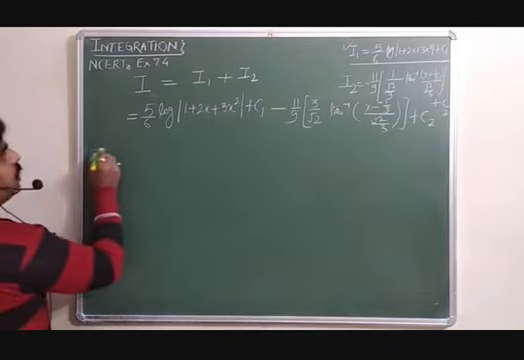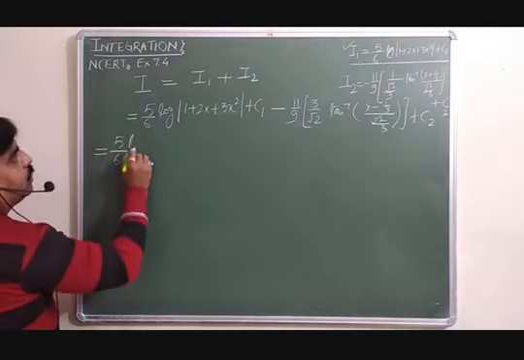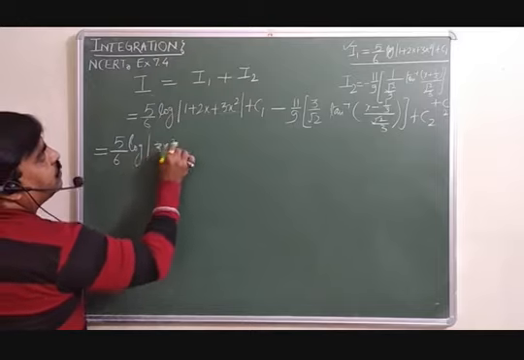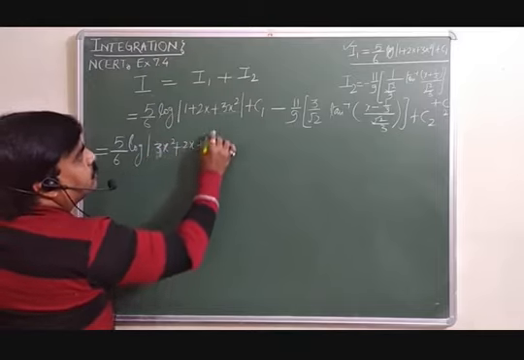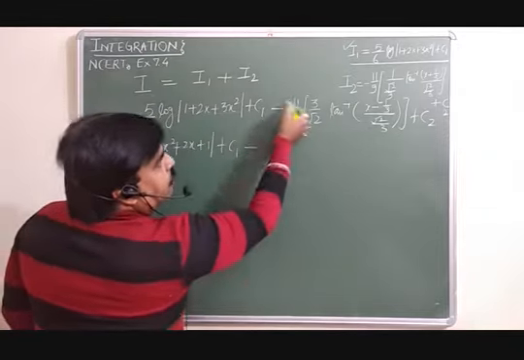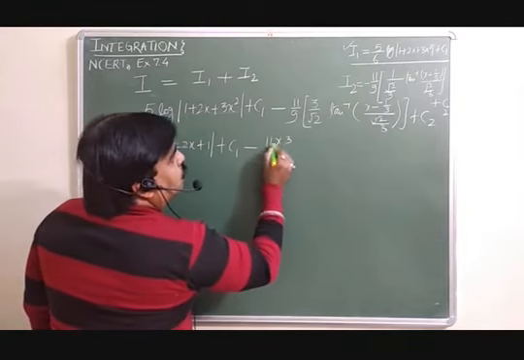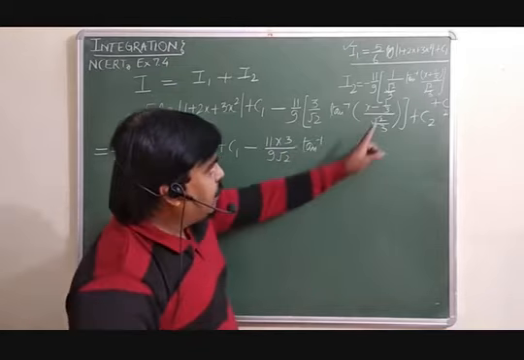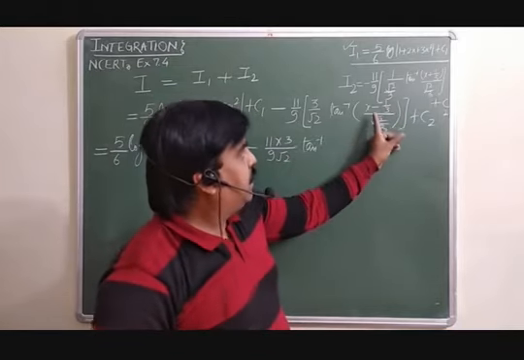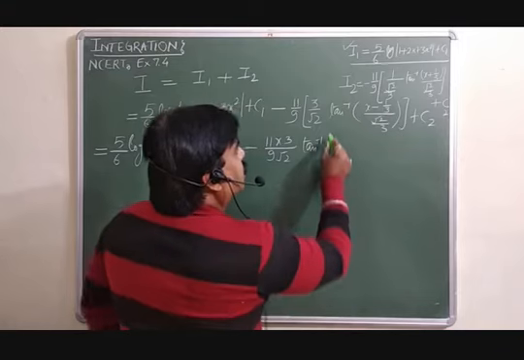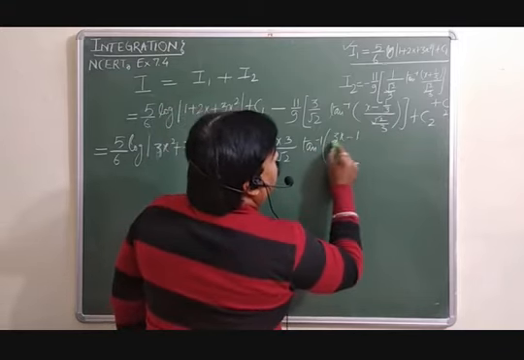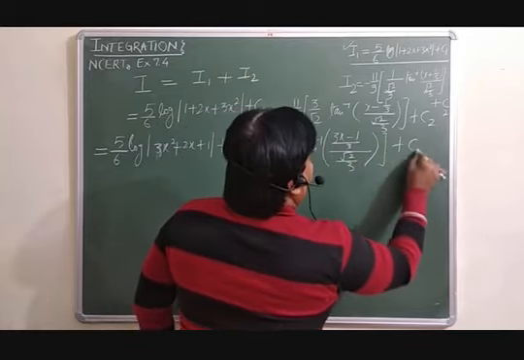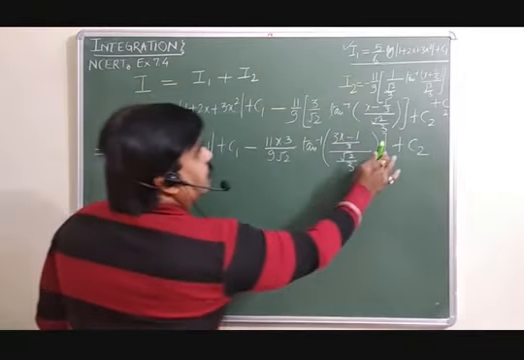Look at this one, 5/6. This you can write as log(3x² + 2x + 1) plus c1 minus. You can multiply here 11 into 3 over 9√2. This is your tan inverse here. And here you can solve it, you can take the LCM of 3, so you will get (3x + 1)/3 whole over √2/3, plus c2. You are getting it here only.